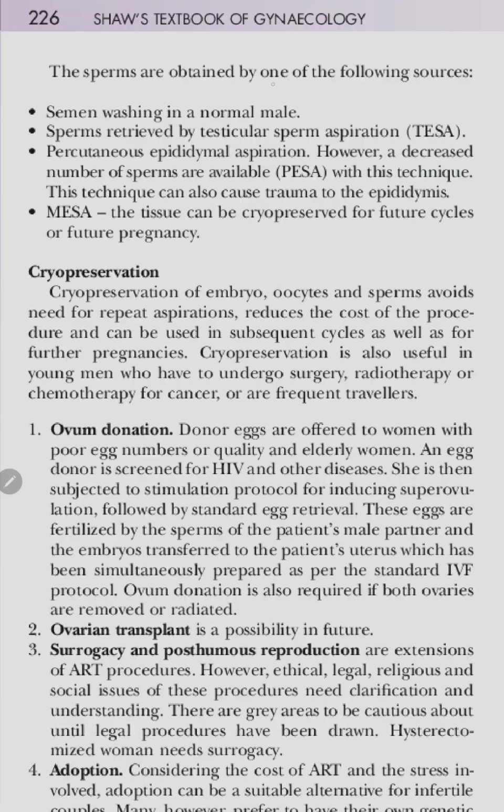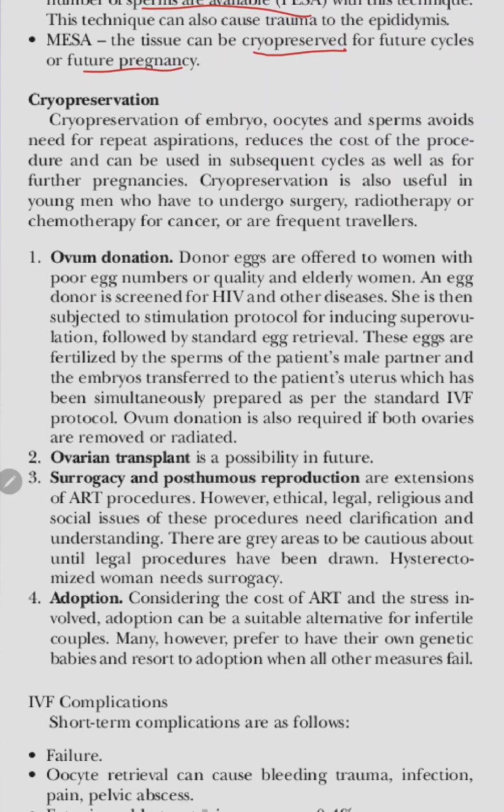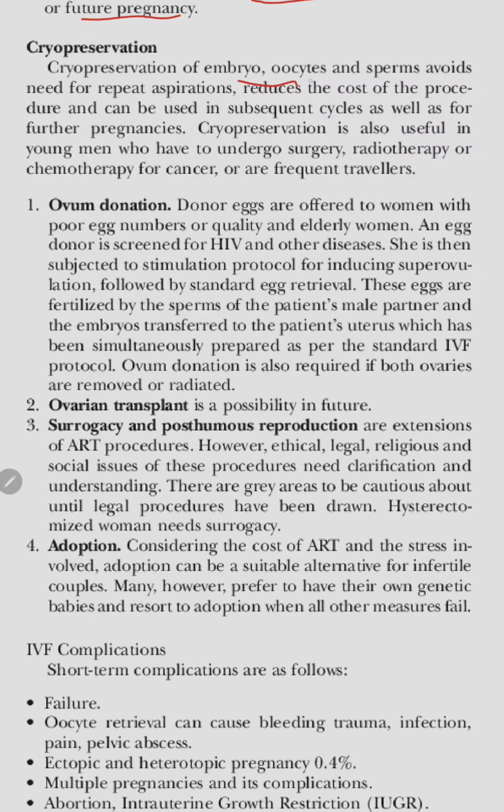Sperm is obtained from one of the following sources: sperm washing in a normal male, sperm retrieved by testicular sperm aspiration, or percutaneous epididymal aspiration. However, a decreased number of sperms are available. With this technique, MESA, the tissue can be cryopreserved for future cycles or future pregnancy. Cryopreservation of the embryo, oocytes and sperms avoids the need for repeat aspiration, reduces the cost of the procedure, and can be used in subsequent cycles as well as for further pregnancies.